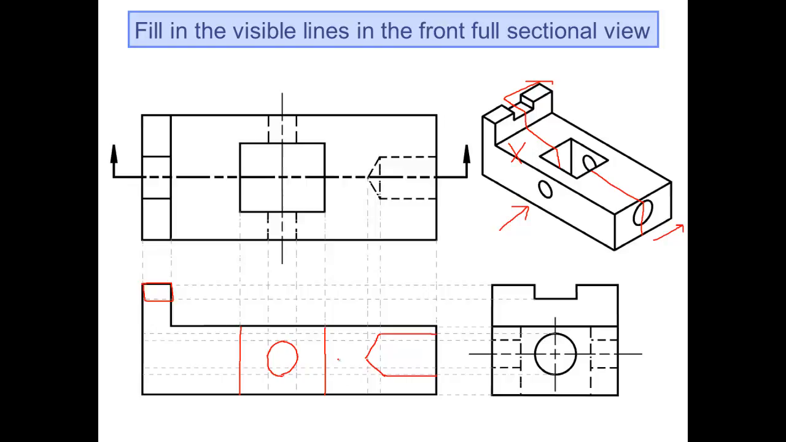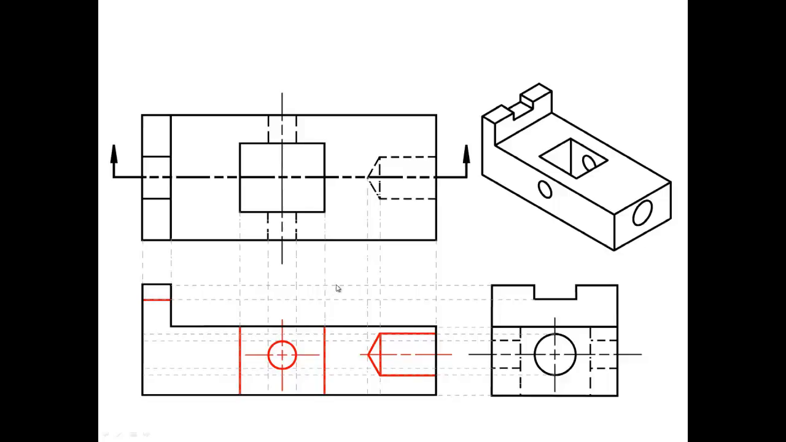Okay. Now we have to put our center lines and center marks. So we have a center line here. We have a center mark here. Okay, anything else? Okay, so let's see how straight lines look. Just blink your eyes twice and you can see this. Okay? Now, we just finished our visible lines. We finished our center lines and center marks.